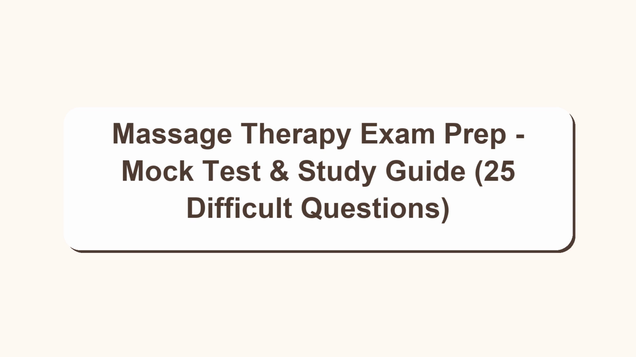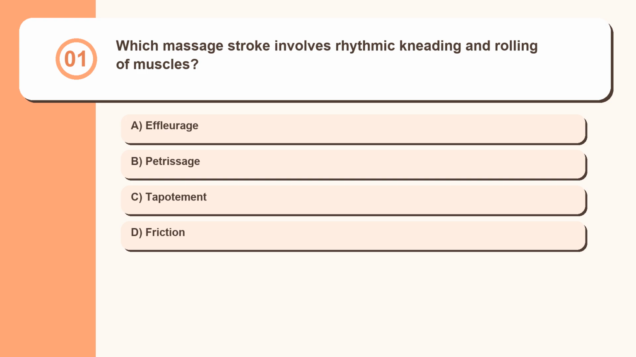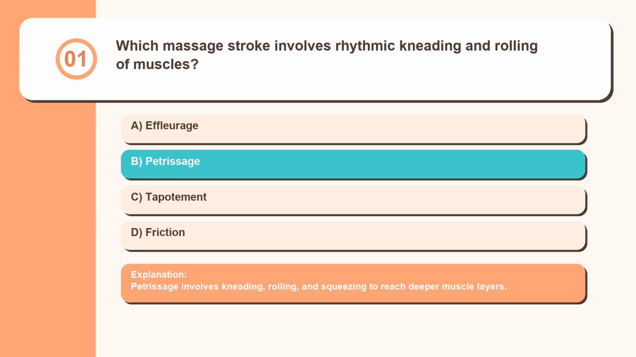Massage Therapy Exam Prep Mock Test and Study Guide, 25 Difficult Questions. Question 1. Which massage stroke involves rhythmic kneading and rolling of muscles? Effleurage, petrissage, tapotement, friction. Petrissage involves kneading, rolling, and squeezing to reach deeper muscle layers.